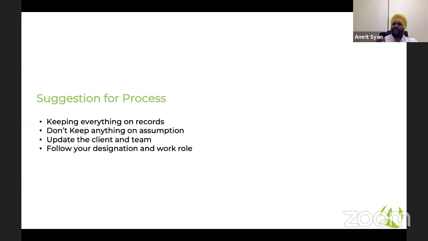If you have done your job and you need to update the other guy on how to do it, write down a mail, write down a note and follow a process, a development process where you can use other tools like Jira and all. Whatever you coded today, whatever you tested today, whatever you did today, you give a proper knowledge transfer to the other guy, that you kept it on record, that this is the next step you need to do, which was instructed to me in this way. So don't keep anything on assumption. Update the client and the team.